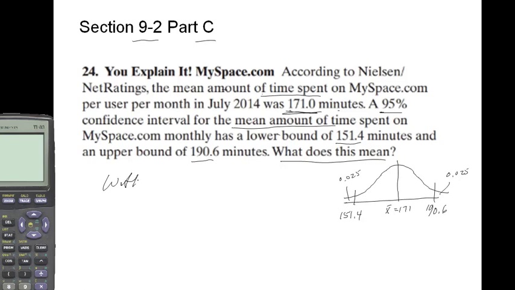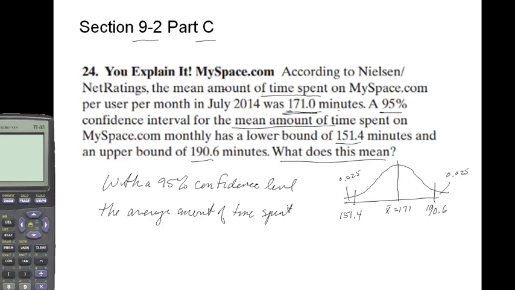Okay. With a 95% confidence level, the average amount of time spent by the population on MySpace is between 151.4 and 190.6 minutes.